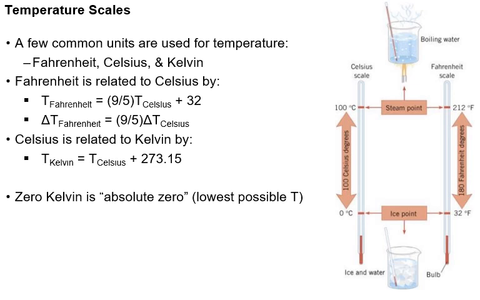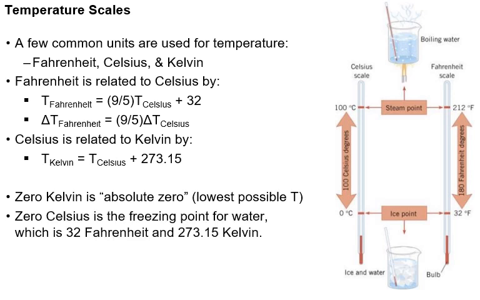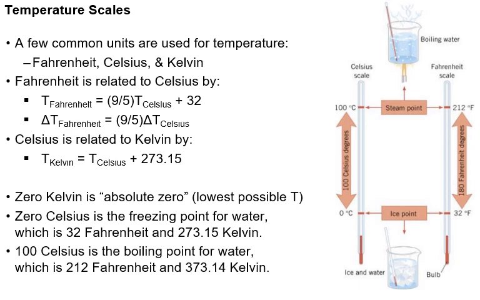So 0 Kelvin is absolute 0. That's the lowest possible temperature. You cannot go lower than that. It's just a definition. 0 Celsius, right? That's the freezing point for water. That's 32 Fahrenheit, which is 273.15 Kelvin. 100 degrees Celsius, that's the boiling point for water, which is 212 degrees Fahrenheit, which is 373.15 Kelvin.